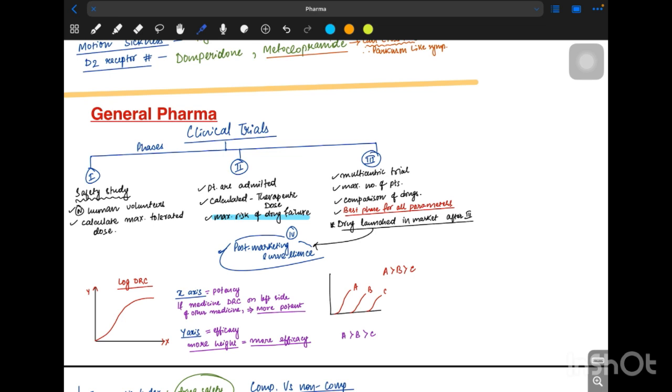After launching we have to do phase 4 clinical trials. This phase is also known as post-marketing surveillance. After launching in the market we can do this trial.